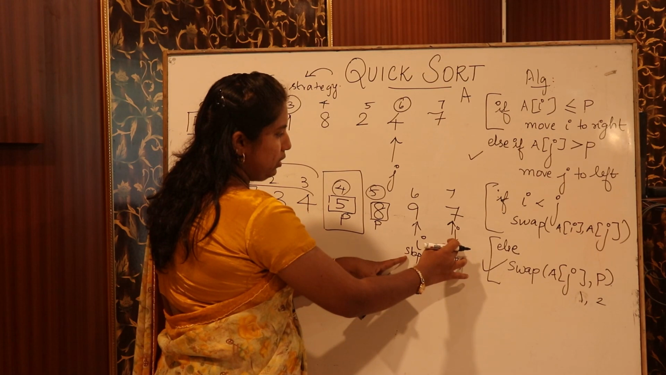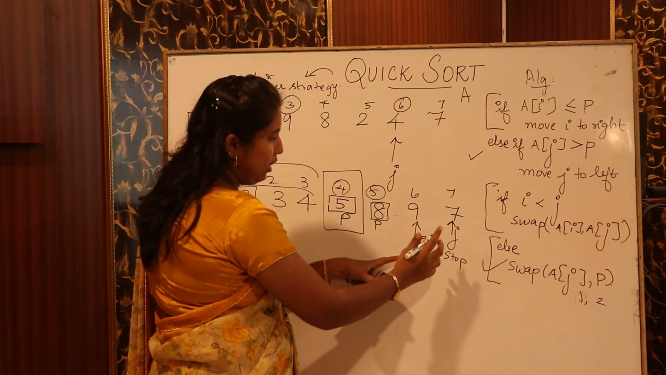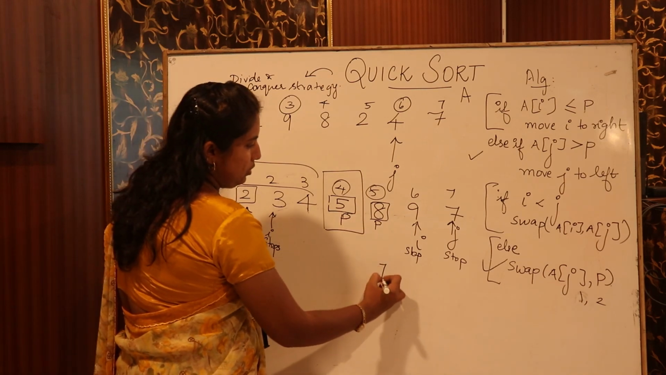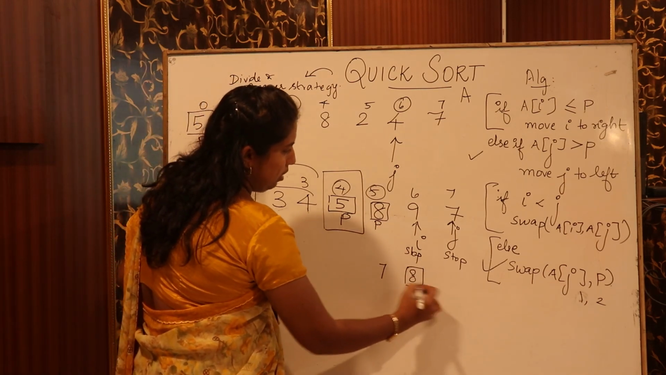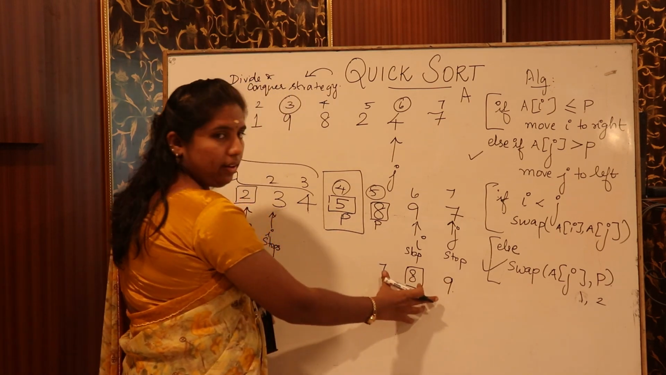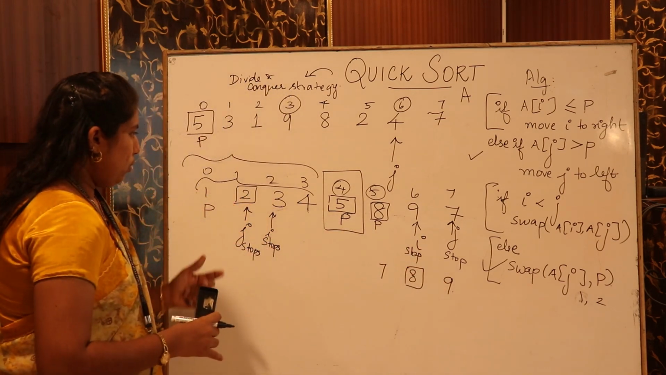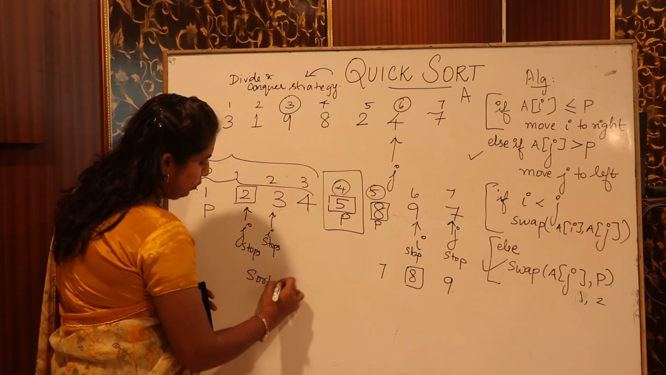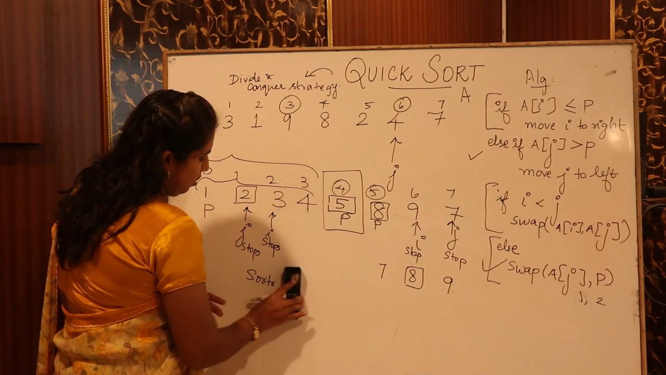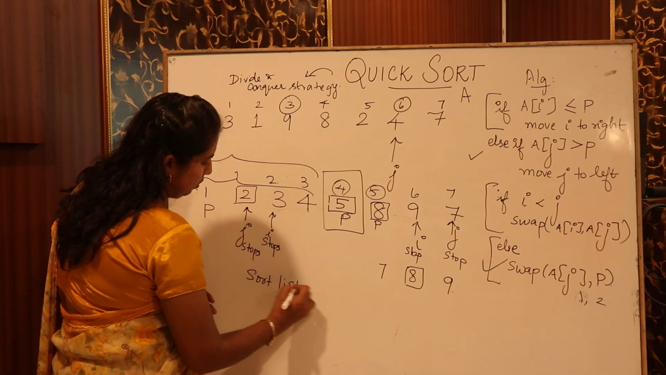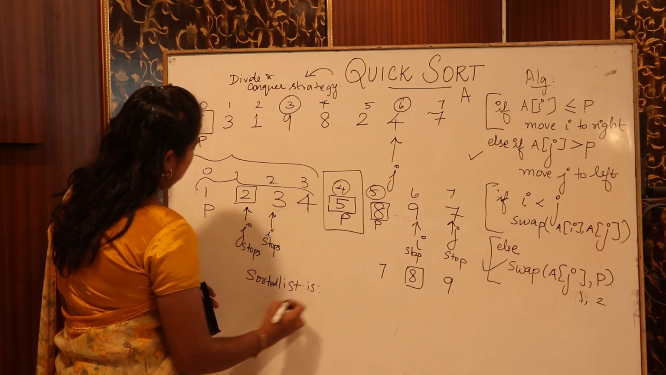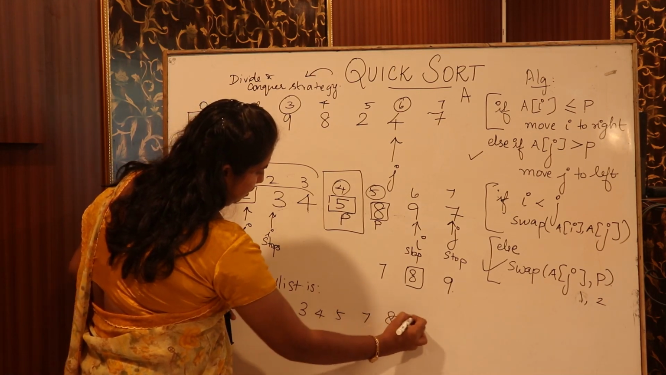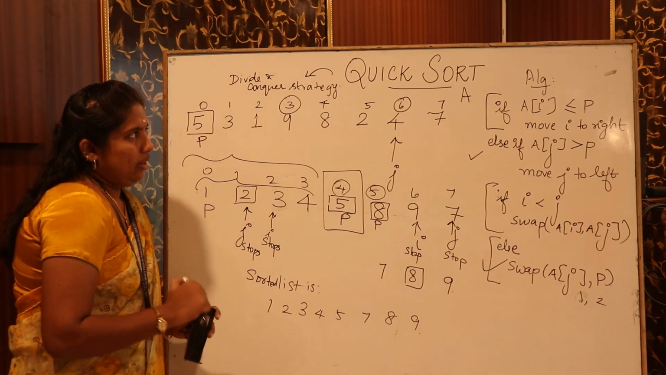So when we stop both of them, what we have to do? We have to interchange the values, and the algorithm goes on, and at last you will be getting this pivot element in the middle, whereby we will be getting it in sorted order. So at last the sorted list using quick sort is 1, 2, 3, 4, 5, 7, 8 and 9. That's it. Thank you.